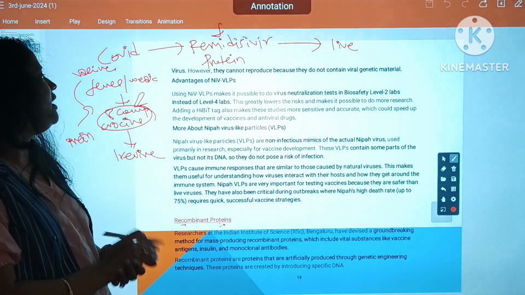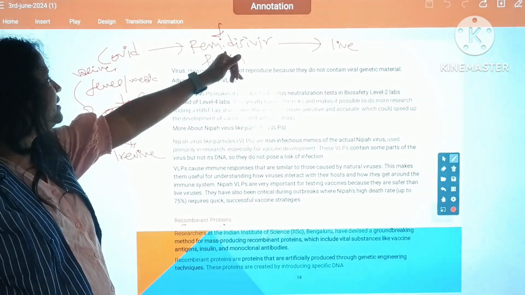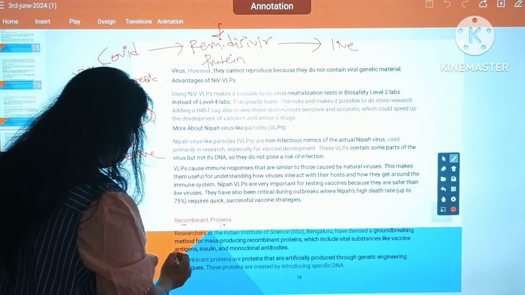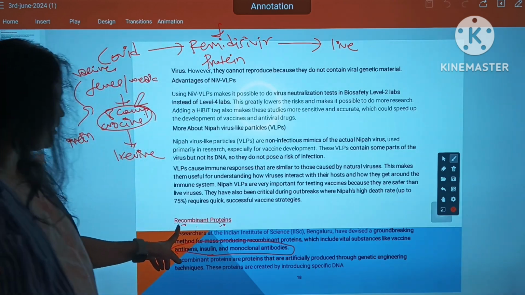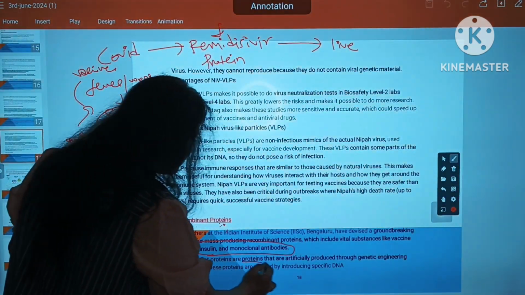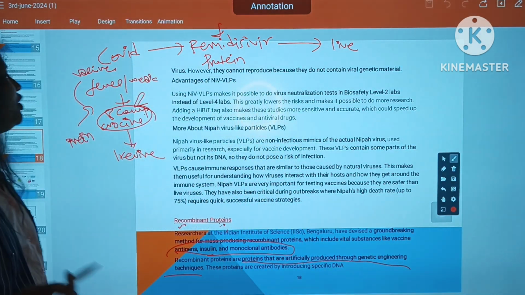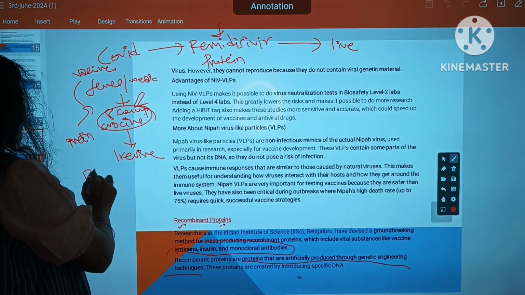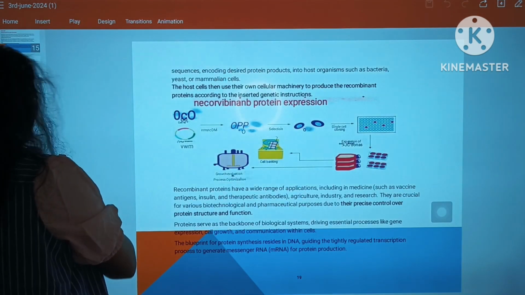In times of COVID, remdesivir is not there. Many people will die. So to design using insulin, antigen and monoclonal antibodies, scientists have designed a recombinant protein. Recombinant proteins are proteins that are artificially produced through genetic engineering, means again biotech is used. Biotechnology is used to design these. Here you can see the picture of the protein.